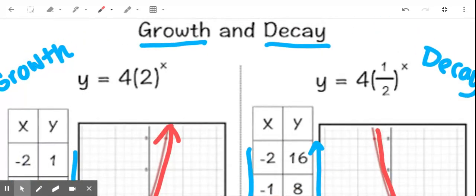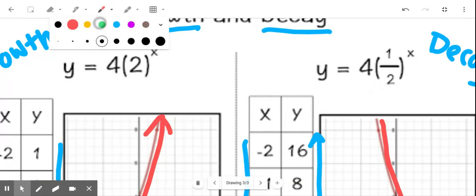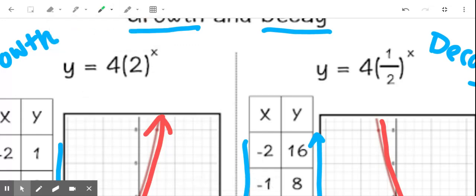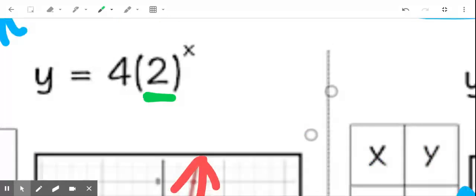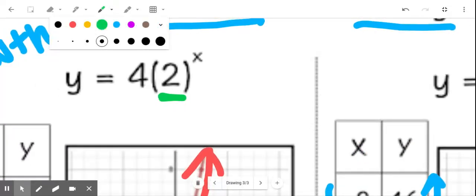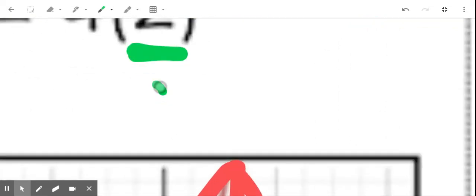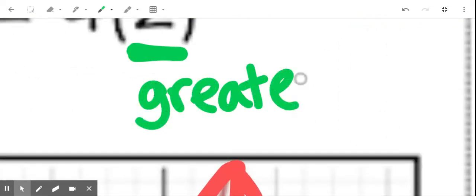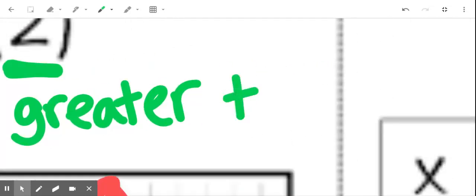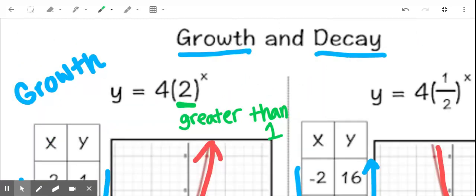But we need to look at these functions and see what is different. There's only one thing that's changed when we talk about growth and decay, and you guys have all come to learn what that is called. That is what we call our common factor. Our common factor for growth is always going to be a number greater than 1. That tells us that we are growing.